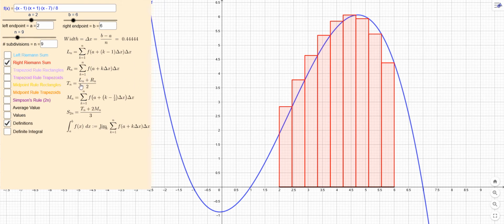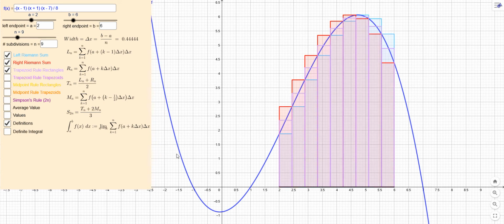Okay, if we average the left and right, L plus R divided by 2, this gets us this trapezoid rule estimate. So let's take a look at that again. So there are the heights of the left and right rectangles, or the whole left and right rectangles. So what we want is we want a rectangle that splits this halfway between these two heights each time. And that's what the trapezoid rule estimate does.